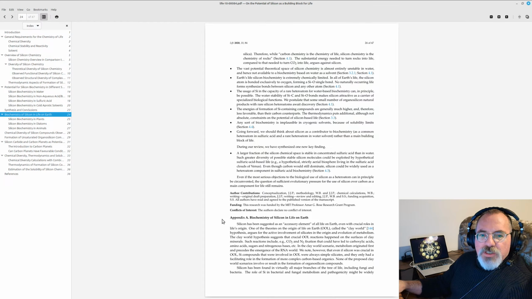The usage of silicon in the capacity of a rare heteroatom for water-based biochemistry can, in principle, be possible. The water stability of silicon-carbon and silicon-oxygen bonds makes silicon attractive as a carrier of specialized biological function. We postulate that some small number of organosilicon natural products with rare silicon heteroatoms await discovery.